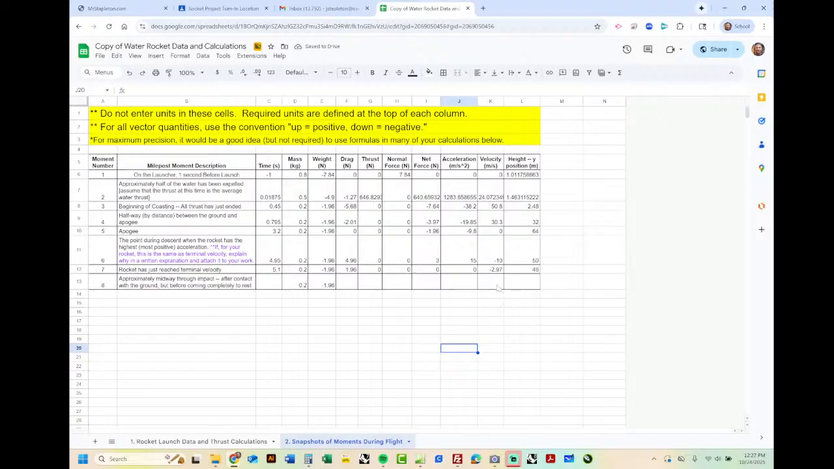And I can just go ahead and put in, because the impact is going to be pretty quick, I'm just going to go ahead and put in a time of 20 down here.